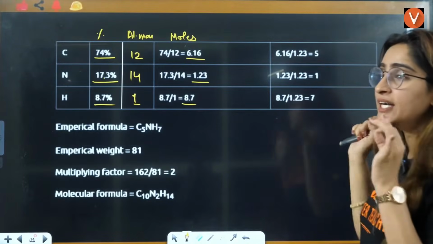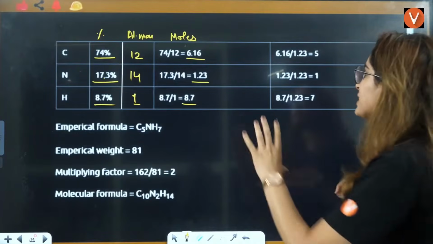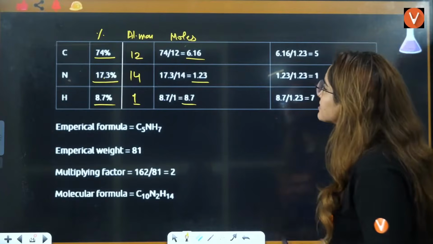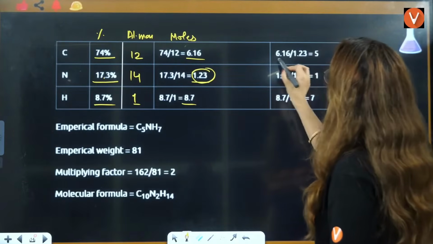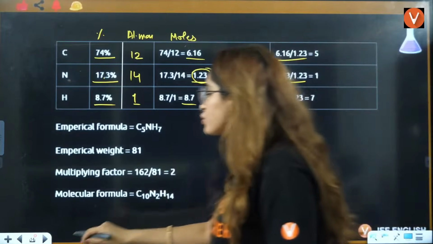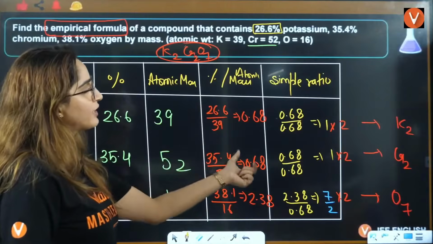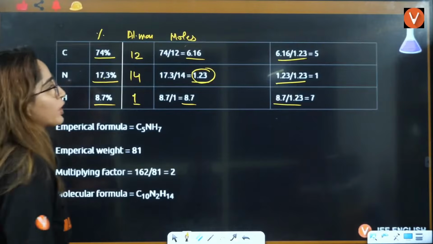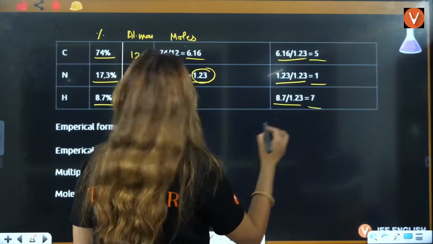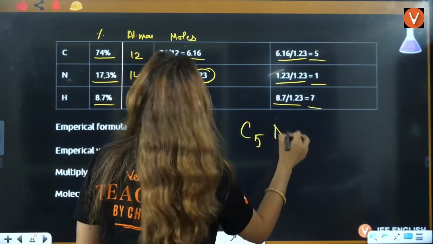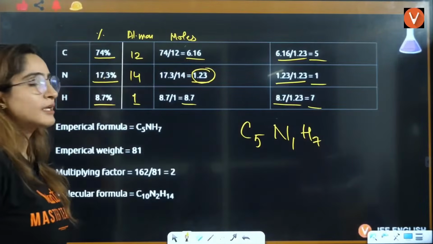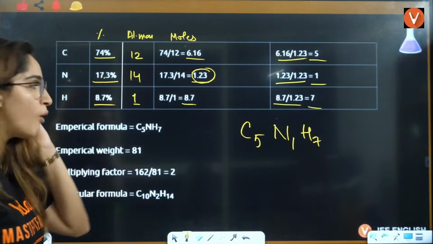Now divide it with the least number. Always when you have these kind of values, you always divide it with the least number here. Least number is 1.23, 1.23 divided by 1.23 is 1. We did the same here as well: after calculating, I divided it with the least number. Okay. So after dividing with the least number, what you will get is 5, 1, 7 here. That means carbon is 5, nitrogen is 1, hydrogen is 7. Right? Can you see what the empirical formula is here?